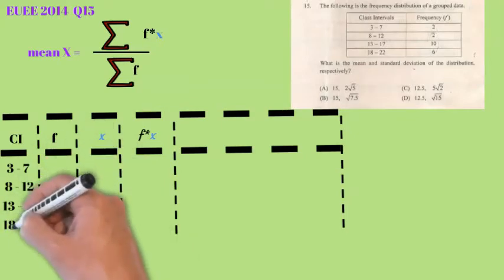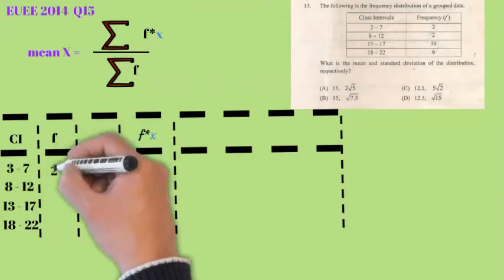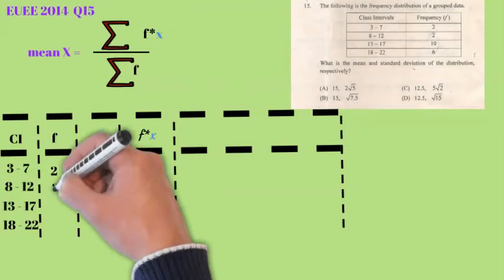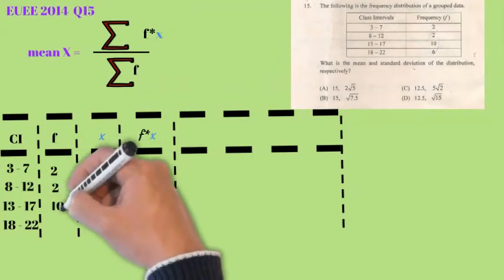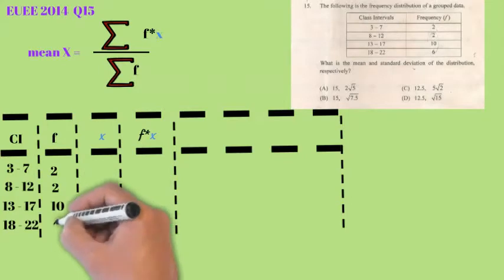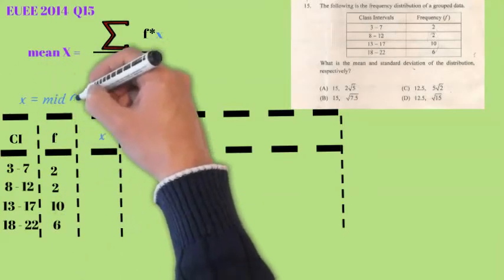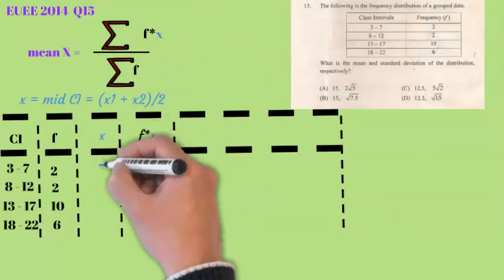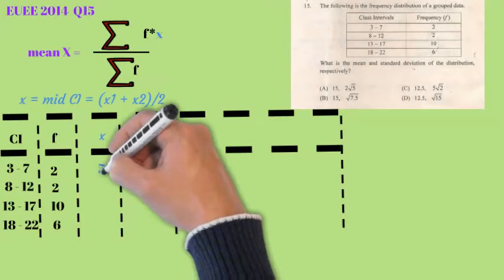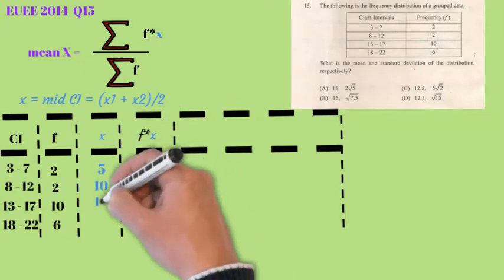So let's find out. The class intervals are given, that's from the table. And the frequency is also from that table. So those are the givens. The class interval and frequency, there is no change on that. But x, the mean of the class interval, is calculated by x1 plus x2 divided by 2.